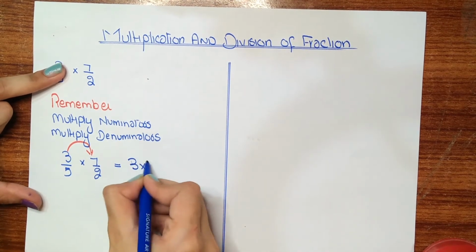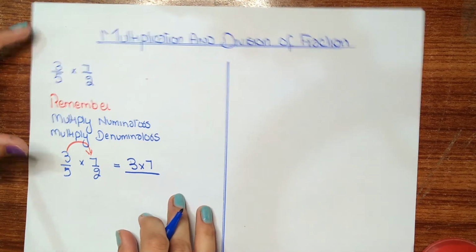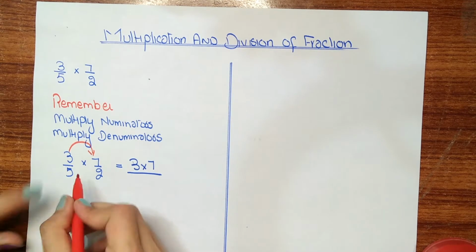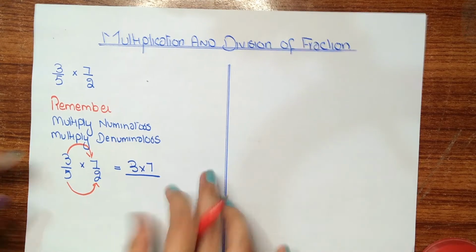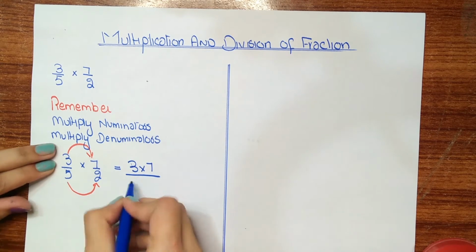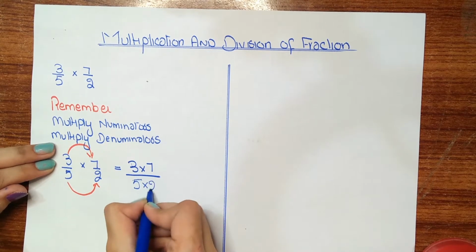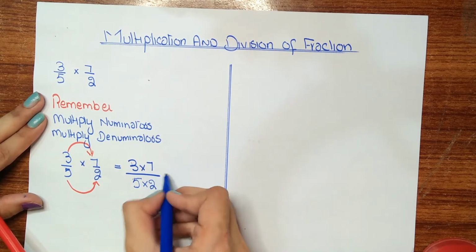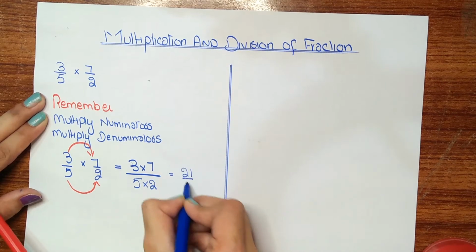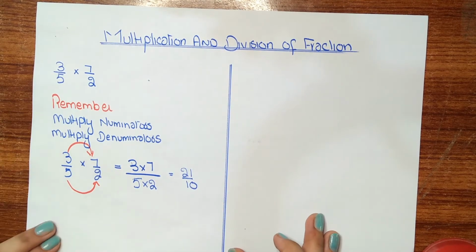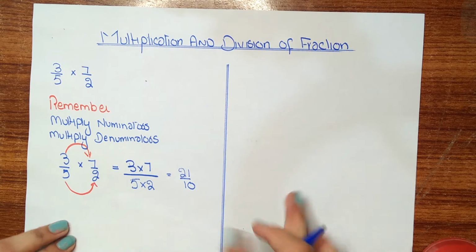So 3 into 7, and the second one is denominator into denominator: 5 into 2. That is equal to 21 over 10. So this is our final answer.